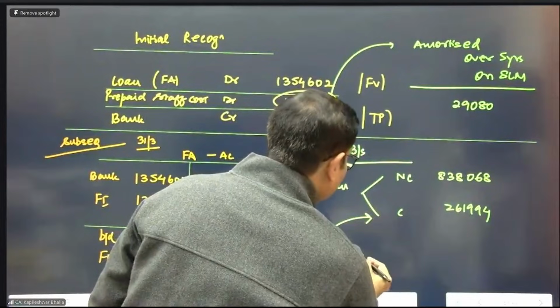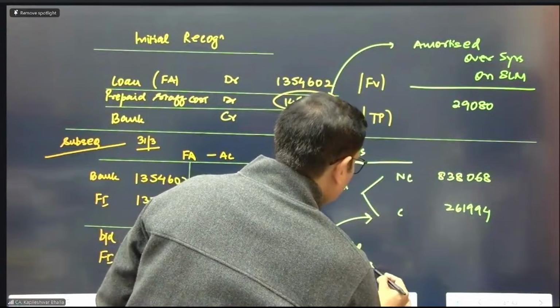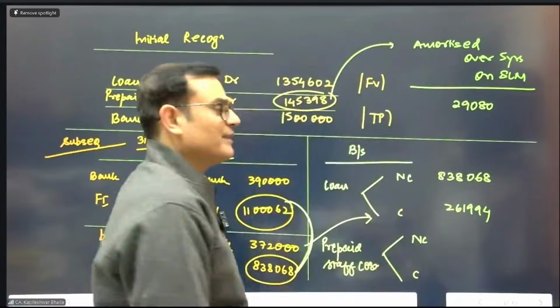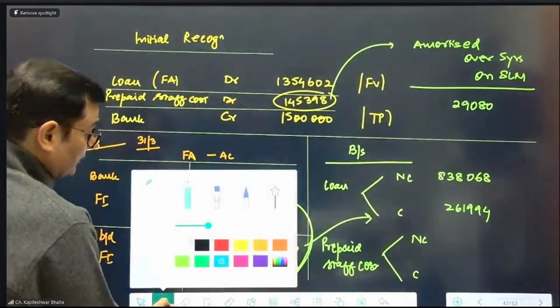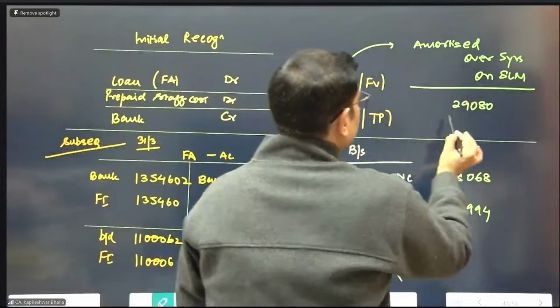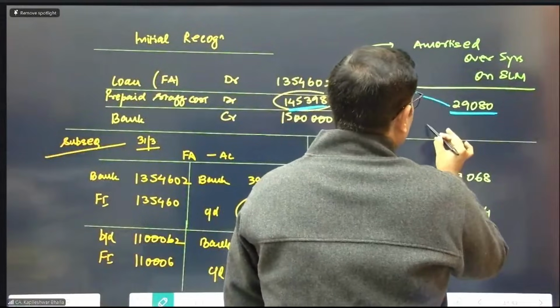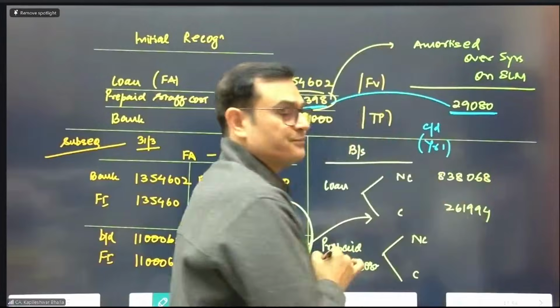Which means even this prepaid staff cost will be segregated in the balance sheet. Even the prepaid staff cost will be segregated in the balance sheet between non-current as well as current in nature. So let's, I think, do that as well. So can I say out of this 145,398, this is the annual amortization of the current year. So what is the balance CD at the year one end?